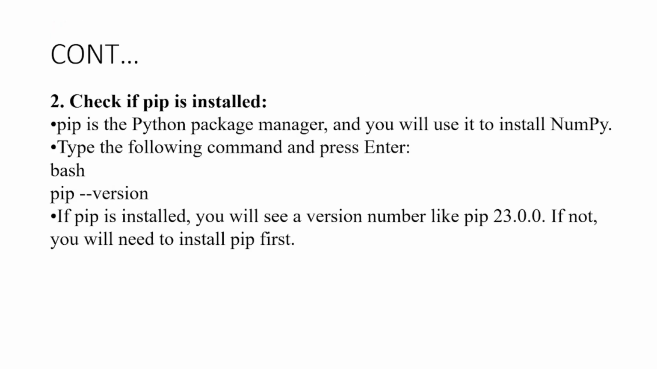Then second step is to check if pip is installed. Pip is the Python package manager and you will use it to install NumPy. So we have to type the following command and press enter: pip --version. If pip is installed, you will see a version number like pip 23.0.0. If not, you will need to install pip first.